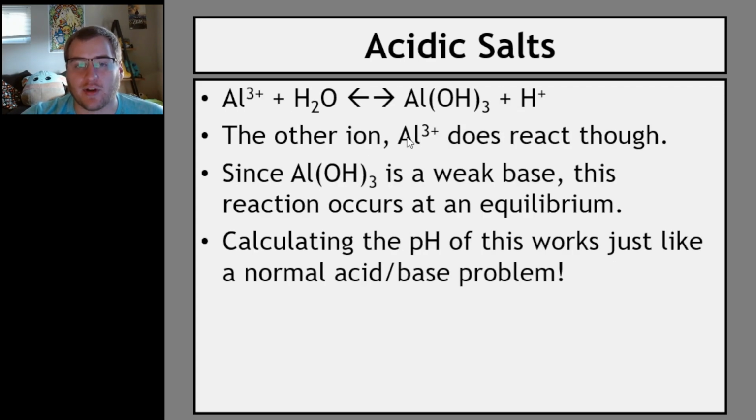But if we look at the other component of that salt, the aluminum, that does combine with water. And notice this time we have our equilibrium arrows. The aluminum and the water are going to come together to make aluminum hydroxide and H+. The positive charge here is going to attract the OH from water, and you'll be left with just one H+ as your other product. Since Al(OH)3 is a weak base, this reaction occurs at an equilibrium. Calculating the pH of this works just like a normal acid-base problem.